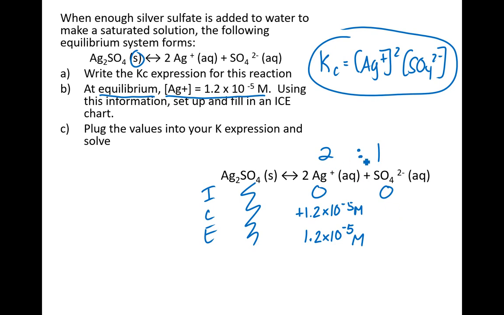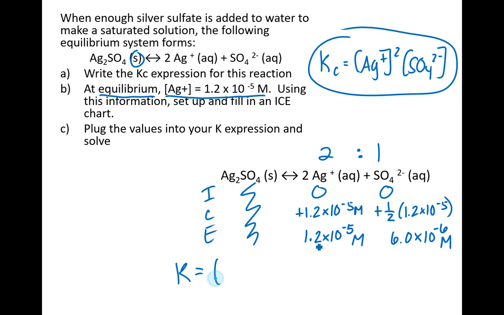So this is a 2-to-1 mole ratio. So my change in silver is going to be double whatever my change in sulfate is. So in order to find the change in sulfate, I'm going to take 1/2 of 1.2 times 10 to the negative fifth. And I'm adding it, because they're on the same side of the arrow, so they're both increasing in concentration. And 1/2 of 1.2 times 10 to the negative fifth is 6.0 times 10 to the negative sixth. And now I have equilibrium values for both of my products. I don't have anything for my reactant, but that doesn't matter because it's not part of my K expression.